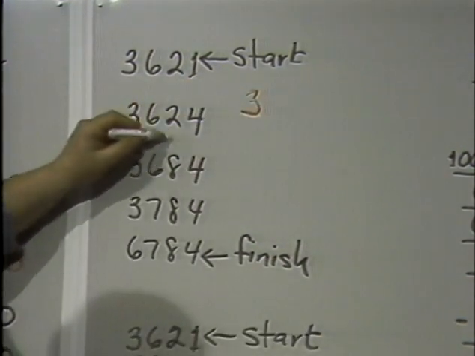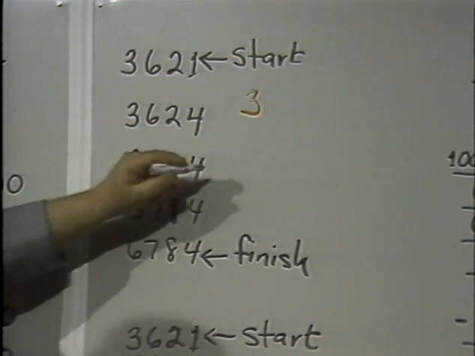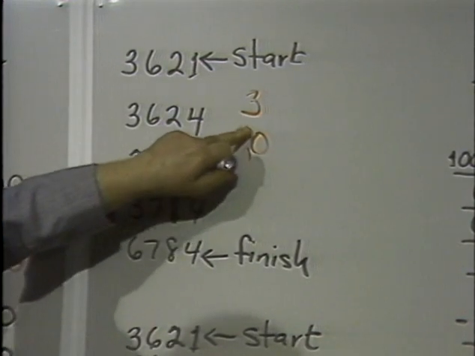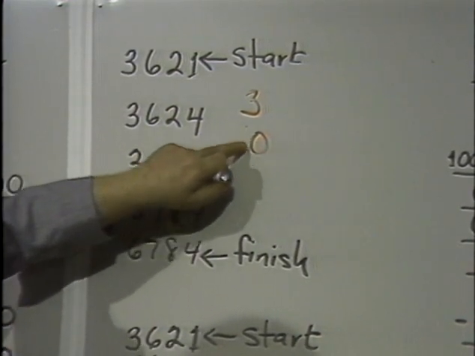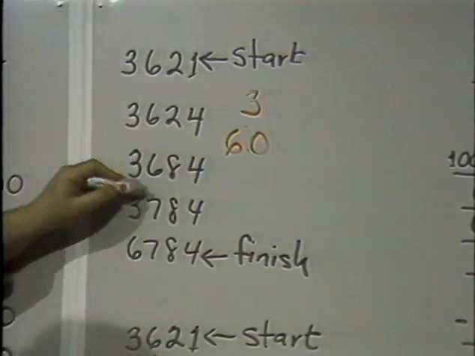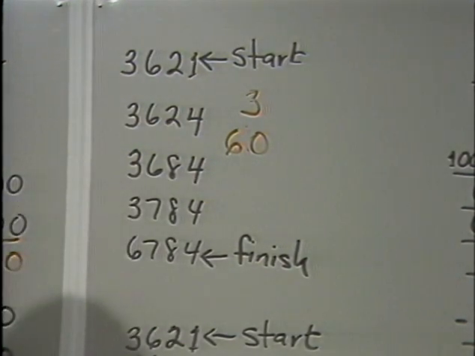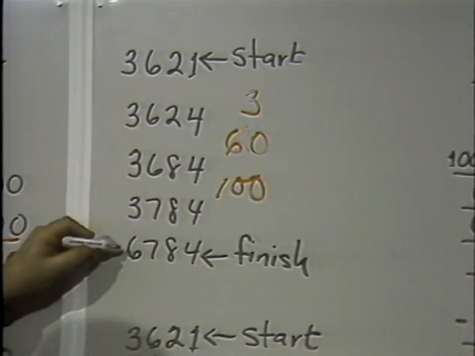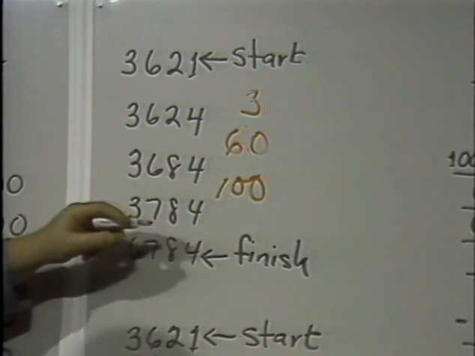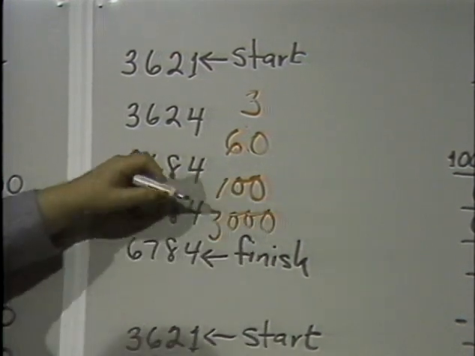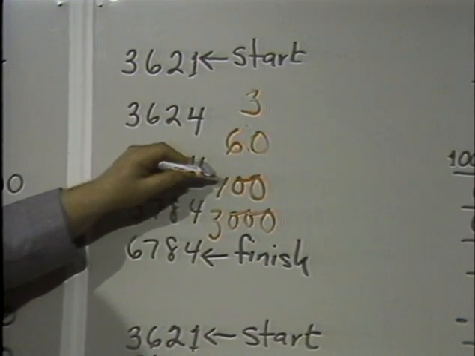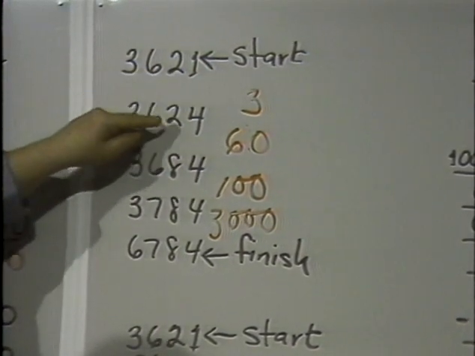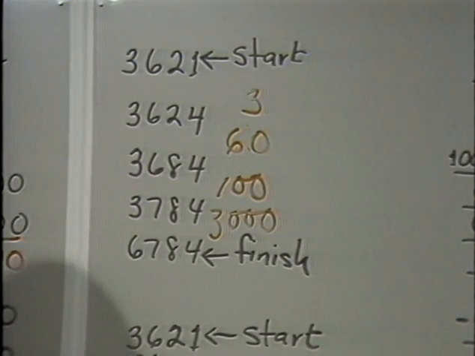To get the 8 over here, I change the 2 to an 8, which is the same as adding on 6 tens, that's 60. Then to get from 3,684 to 3,784, I added on 100. And then to get from 3,784 to 6,784, I added on 3,000. So altogether, what did I add on? 3,163. At which point you could say to me, what made you so smart that you knew to pick these numbers? The answer is I could have picked any numbers I wanted.